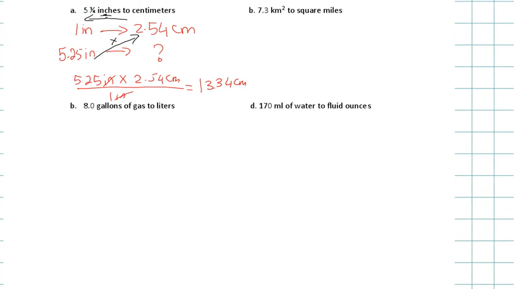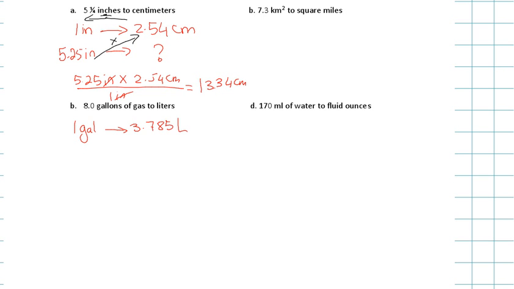Gallons of gas to liters. So where do you see gallons and liters? 1 gallon is equal to 3.785 liters. Do you guys all see that? All right, so we're going to write that down. So 1 gallon equals 3.785 liters, right?